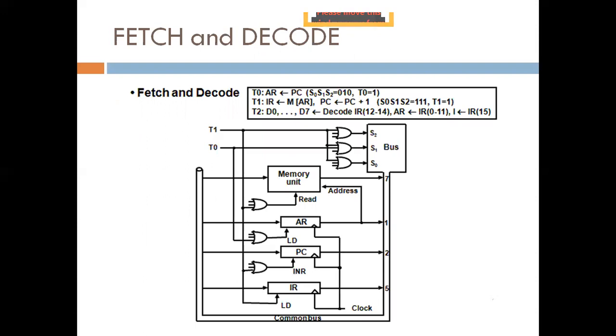First step is to fetch and decode. So at the timing signal T0, that means at the first timing pulse, how to fetch or decode the instruction. First, the address of the instruction which we want to fetch is stored in the program counter. From the program counter, that address is loaded into the AR. That is the first step.